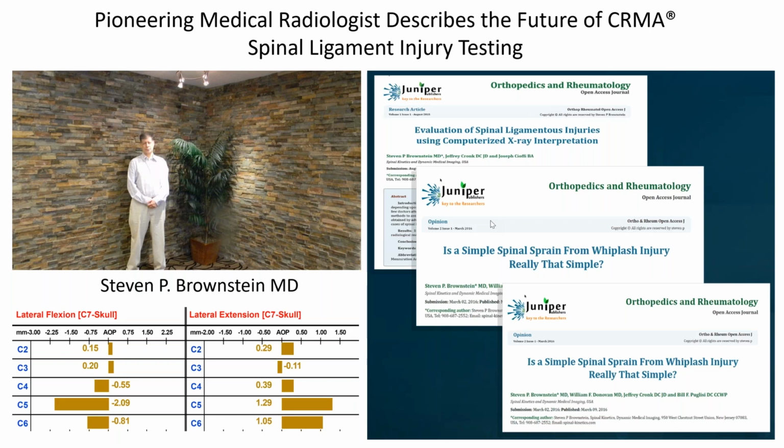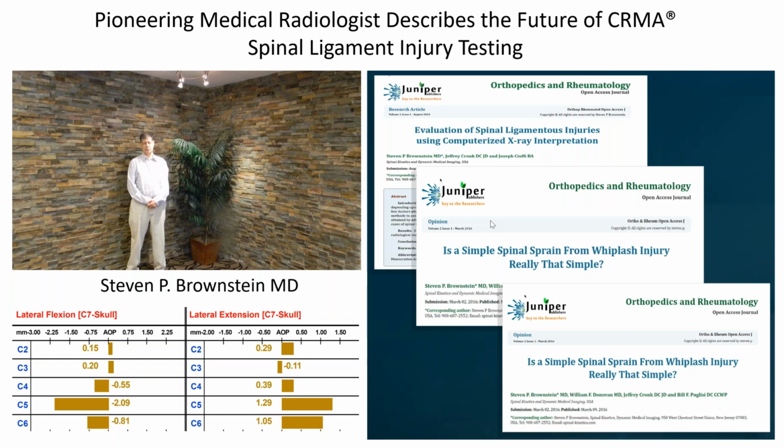He's been an avid proponent of spinal ligament injury testing, excessive motion testing. He understands that the medical model has not always understood this, and that's why he is a pioneering medical radiologist. Dr. Brownstein, we are so happy to have you on today. Thank you, Jeff. Proud to be here.